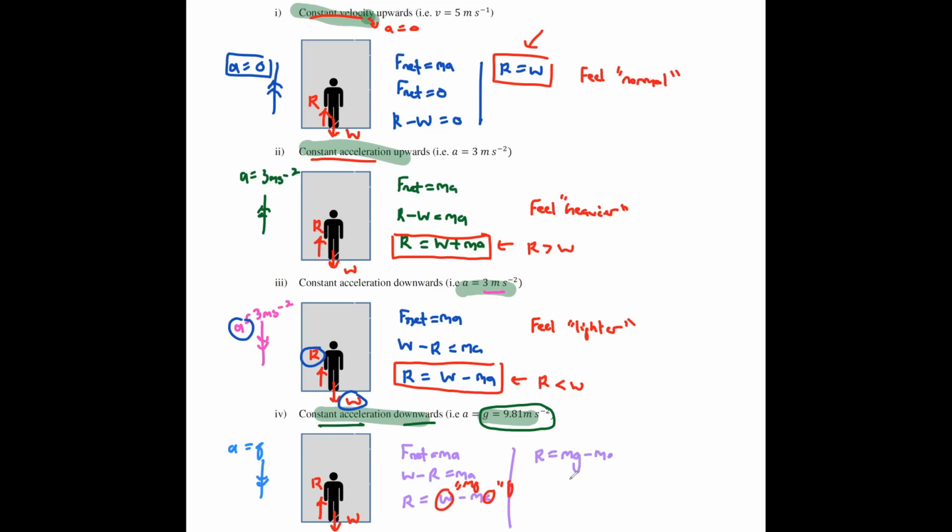mg minus mg giving you 0. Weight is mg, mass times gravitational acceleration, and now we specifically tell you your acceleration is equal to the gravitational acceleration itself. So your resulting expression is mg minus mg, and you're going to get 0. So in this case, this is where you actually feel weightless. You can't feel anything from the floor at all. It feels like you're floating when you actually aren't. When you feel weightless, it's mainly because the reaction force from the ground onto you is actually 0.